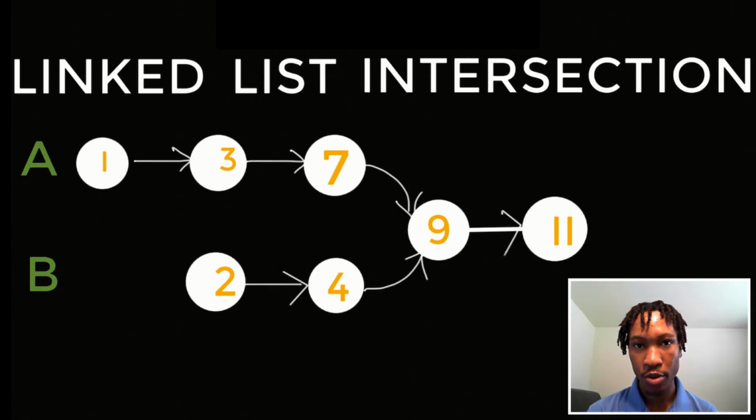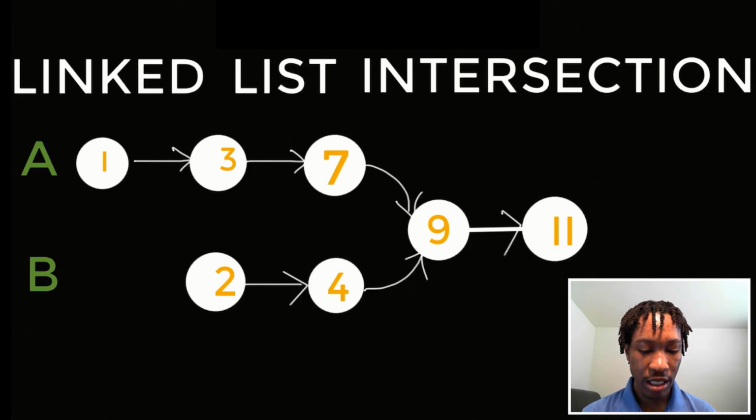So we're going to use two pointers. One pointer is going to be initialized at the head of linked list A, and another pointer is going to be initialized at the head of linked list B. And then we traverse both lists in different for loops or while loops, whichever works for you. And then we find the length of both lists.